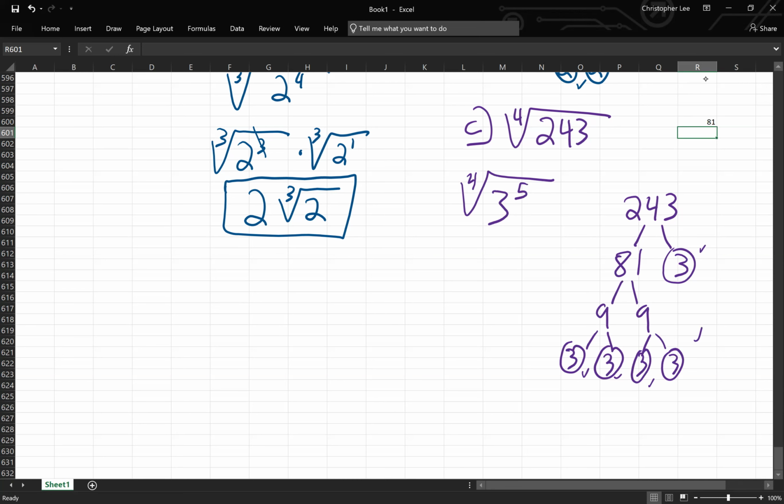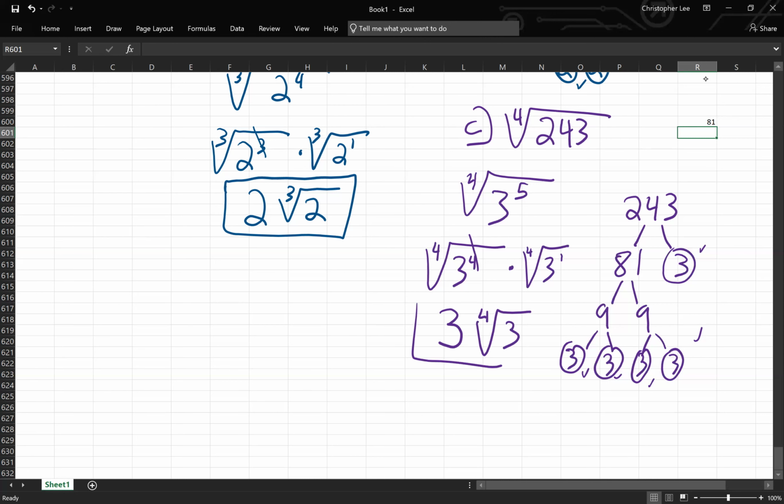And remember, I want to break this up so that I have a perfect power that is divisible by the index. In this case, I'm going to have the fourth root of 3 to the fourth power times the fourth root of 3 to the first power. The fourth root and the fourth power will cancel out, leaving back just the big 3. And then I'm left with the fourth root of 3 to the first. And boom, that's my final answer. Any questions on this? Anybody?